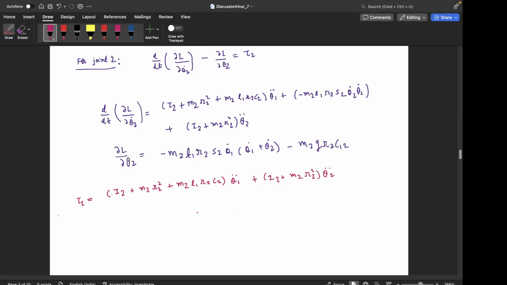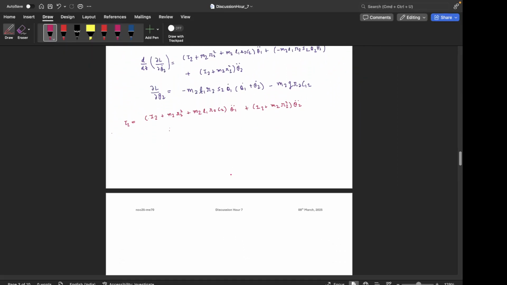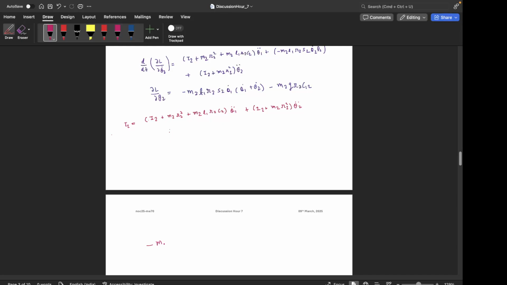then we have a term minus, I think I should continue here, so minus M2 L1 R2 S2 theta 1 dot theta 2 dot, then I have plus M2 L1 R2 S2 theta 1 dot square, then I have plus M2 L1 R2 S2 theta 1 dot theta 2 dot and finally M2 G R2 C12, right?